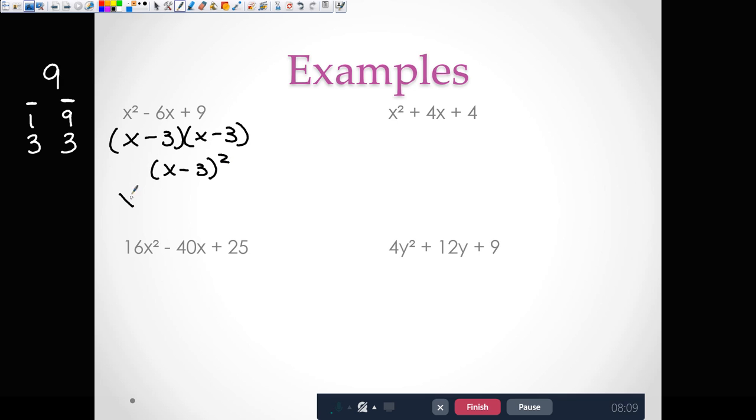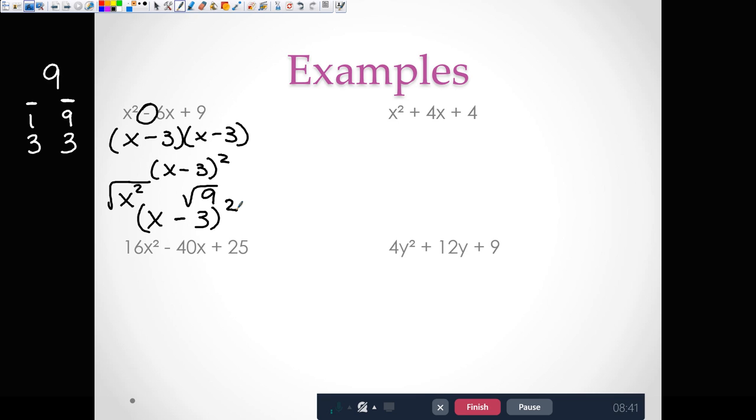So the square root of x squared is x. Square root of the last term, and what's the square root of the last term? 3. And then we use the sign from the middle. And then it's all squared. So we can use the shorter method when you know that they're perfect square trinomials. All of your homework ones will be perfect square trinomials, so you can use the shorter method.